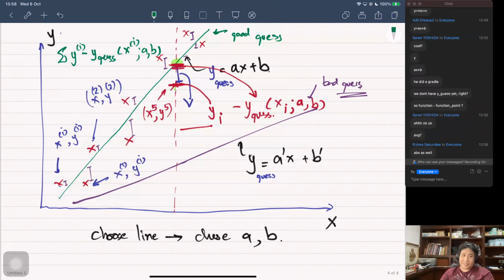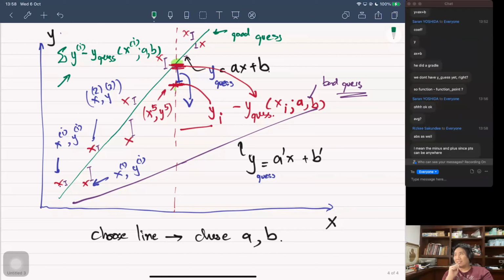Okay. So we could do this. But Risky, why did you suggest the absolute? What's wrong with what Saran was suggesting? What's wrong with just adding them together?